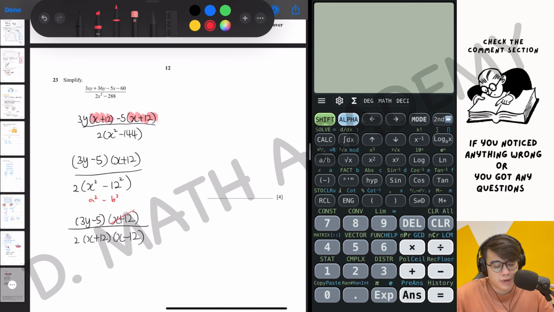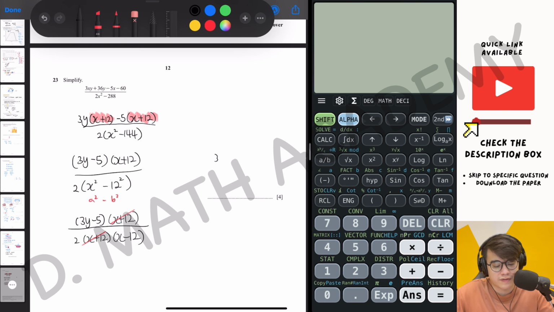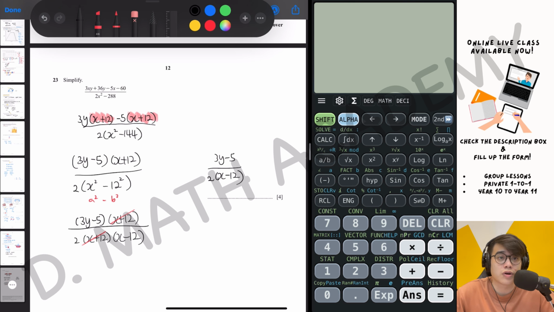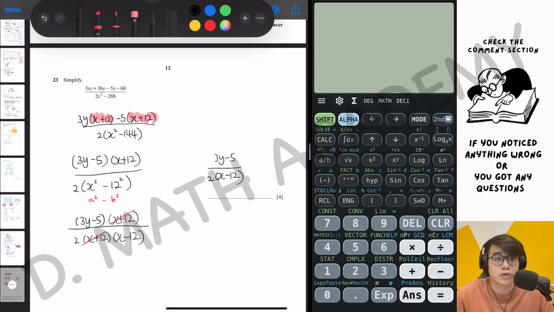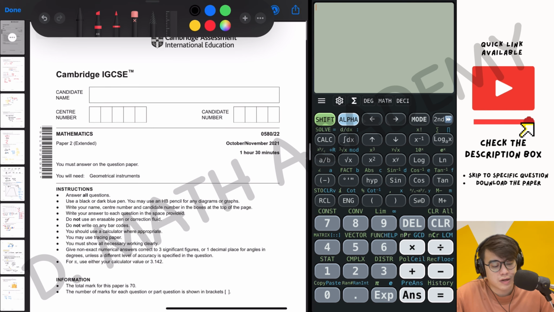The things that are repeating, you can cross them off. So the result that I will write as my final answer will be 3y minus 5 with 2x minus 12 at the denominator. So that's how you get this question 23 sorted out. Okay, so this is our final answer for this entire paper.